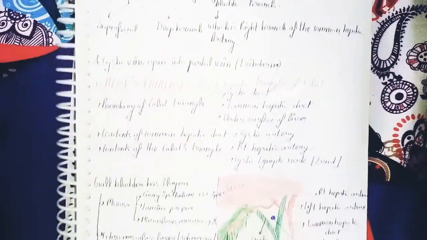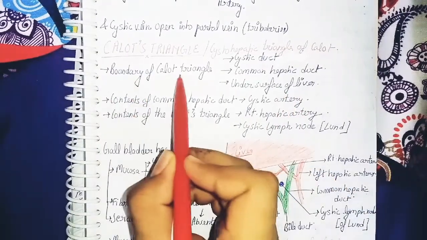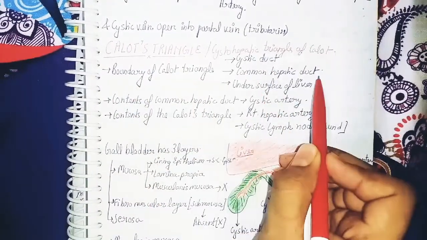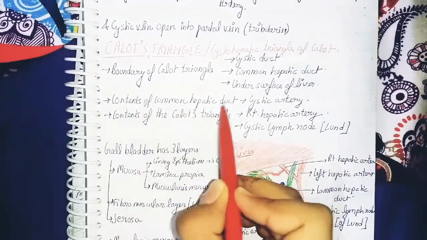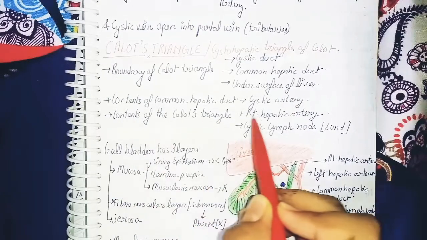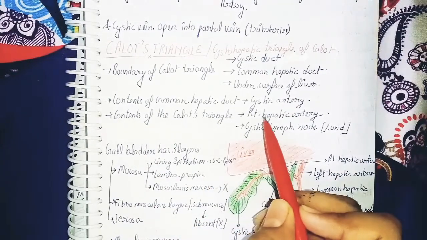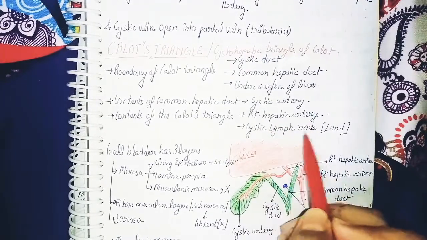Now coming to Calot's triangle, or the cystohepatic triangle of Calot. The boundaries of Calot's triangle are the cystic duct, the common hepatic duct, and the undersurface of the liver. The contents of Calot's triangle, or the cystohepatic triangle, are the cystic artery, the right hepatic artery and the cystic lymph node.